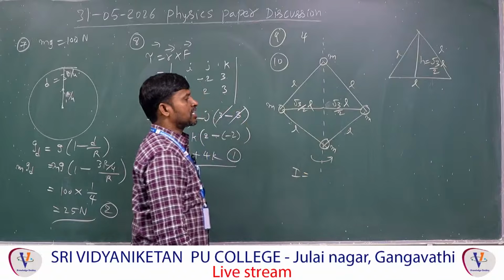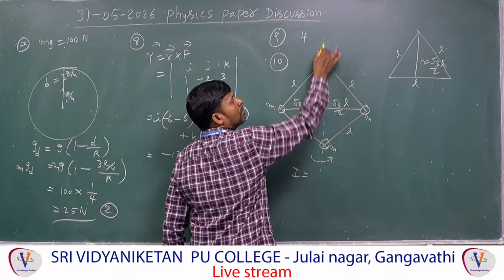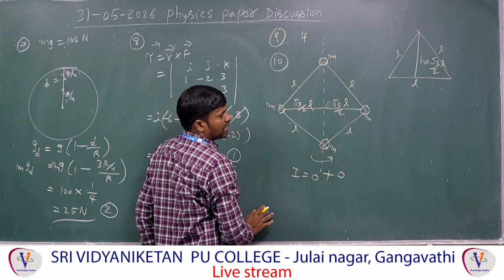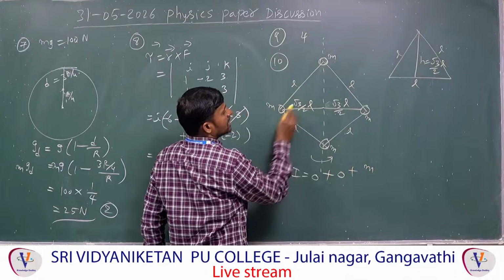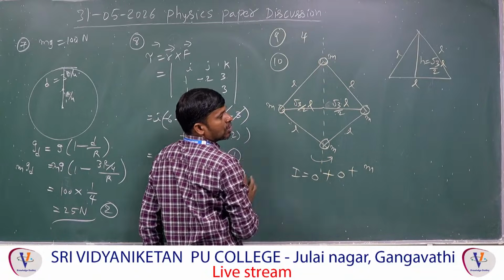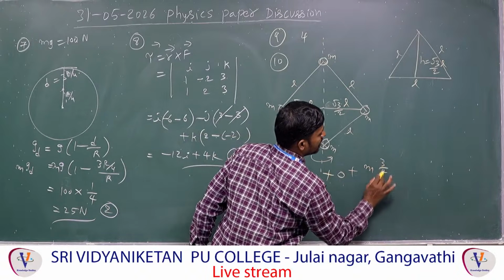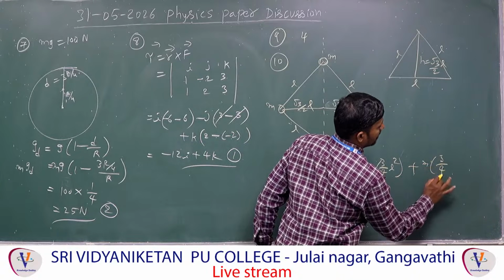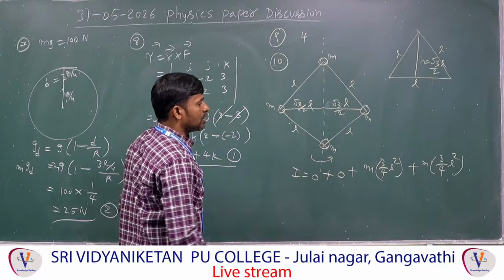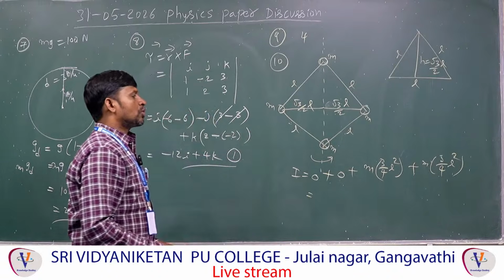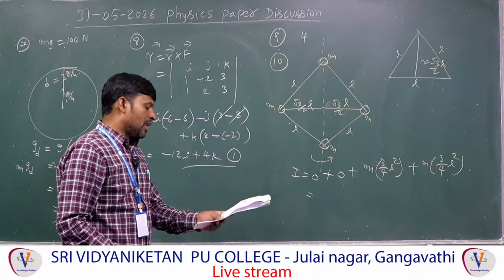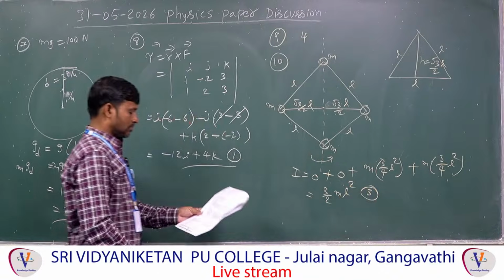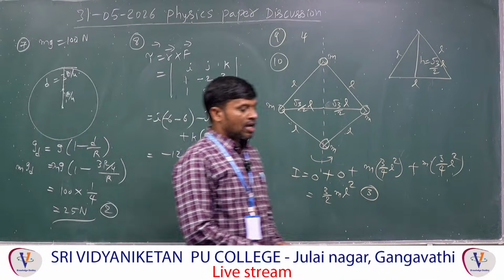Therefore, the total moment of inertia: about this body there is no perpendicular distance, so 0. About this body, no perpendicular distance, moment of inertia 0. M, what is the perpendicular distance from the axis? Root 3 by 2 L whole square, 3 by 4 L square. Plus, for this one, M into 3 by 4 L square. How much value do we get? So 2 into 3 by 4 ML square, that is 3 by 2 ML square. Like third option. 3 by 2 ML square, third option we get.